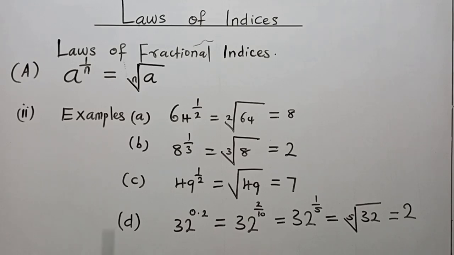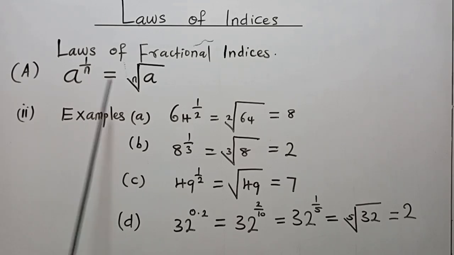Next, that is number D, 32 raised to the power 0.2. This is the first time we have seen a decimal fraction as a power. That will not be a problem. If you want to conform to this law, all you should do is to convert this 0.2 to a vulgar fraction. This is a vulgar fraction as a power. This is also a vulgar fraction as a power. The same applies to what you have here, but this place will have a decimal fraction as a power.